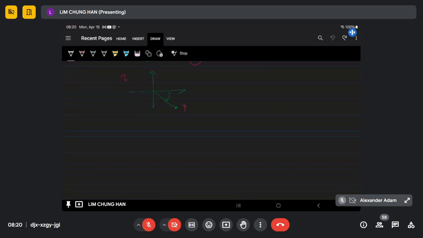With polar coordinates, there are 3 rules of symmetry that you can use as a shortcut when you have to do the plotting. For the first rule, well, actually, before I talk about the rule, I need to talk about another thing.